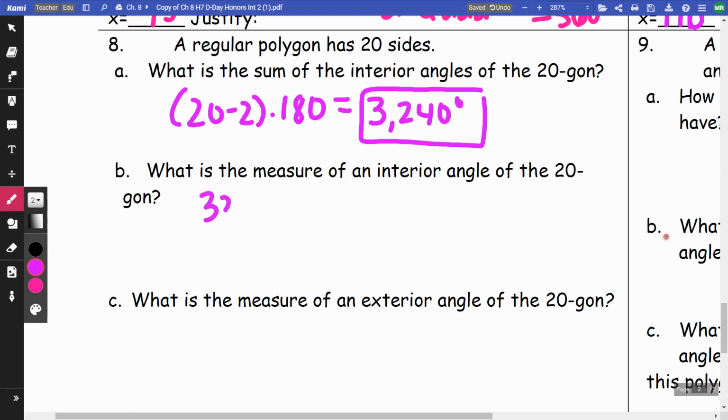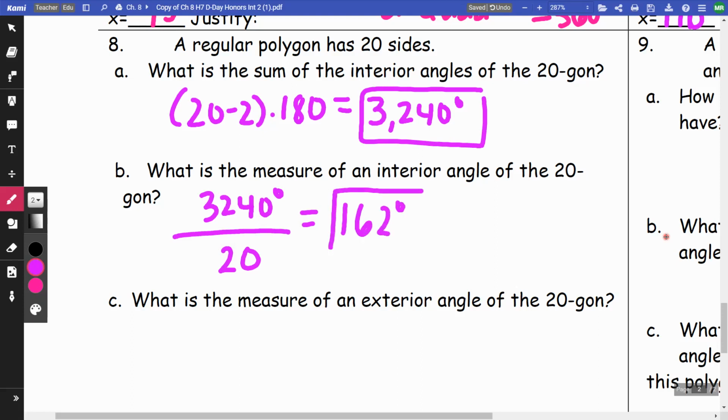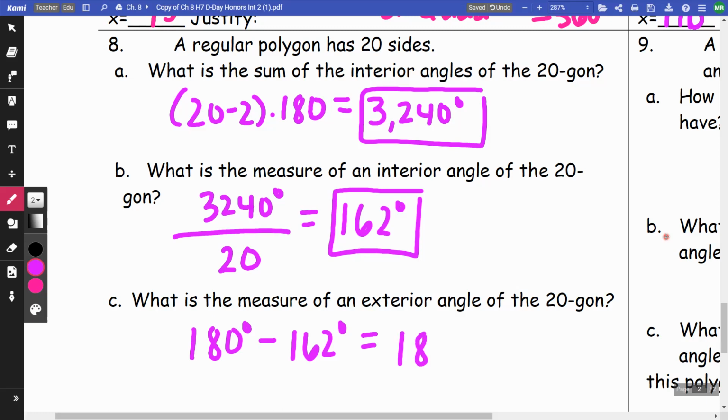So I'm going to take 3,240 degrees. I'm going to divide that sum by 20 because each of them are going to be the same, and I get 162 degrees. Then it's asking what is the measure of an exterior angle. So I can take 180 degrees minus 162 degrees because the interior and the exterior together add up to 180. And I end up with 18 degrees. I can also think about 360, which is the sum of all exterior angles, divided by 20, which also gets me 18 degrees.